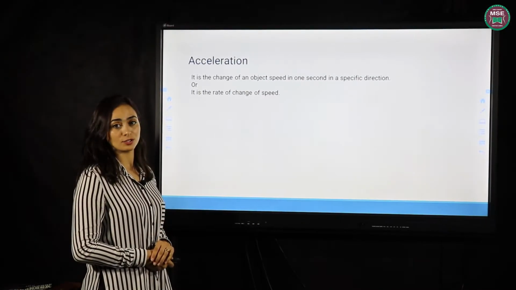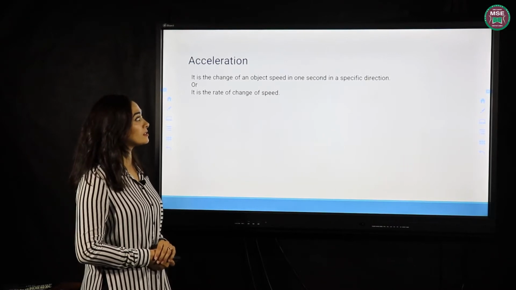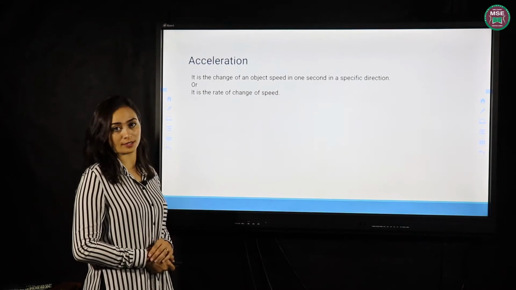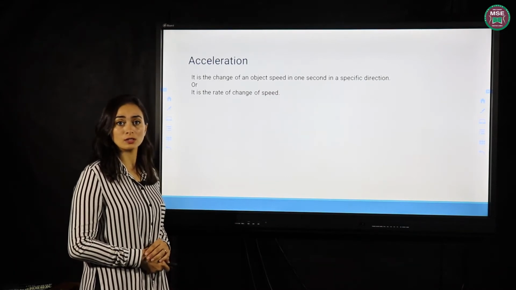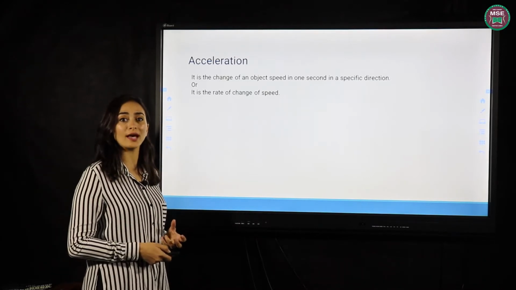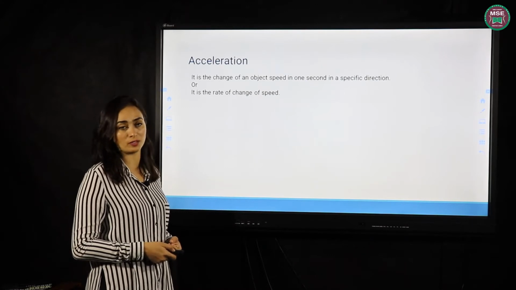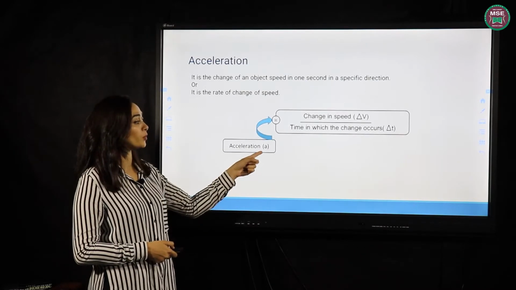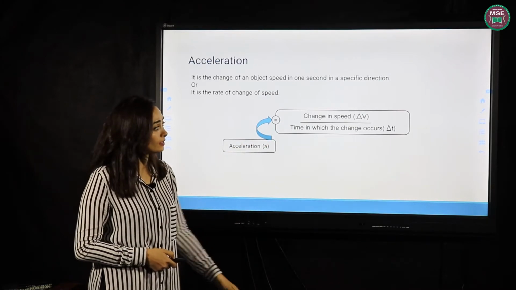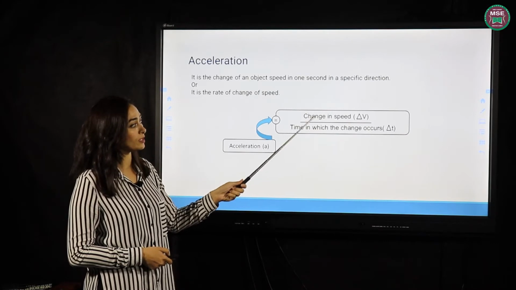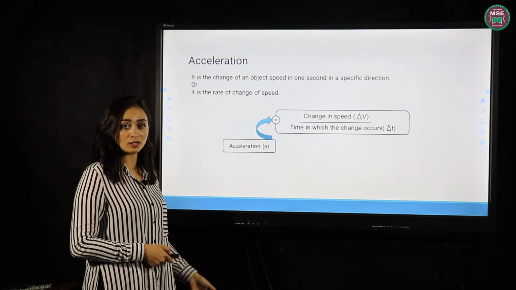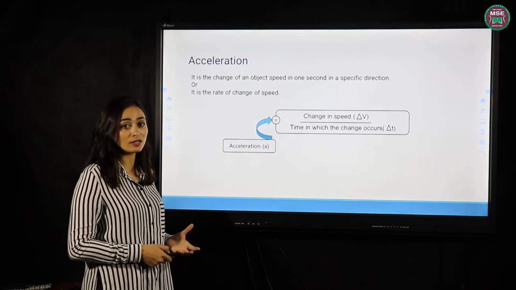Okay? Acceleration. Acceleration is the change of the object's speed in 1 second in a specific direction. When the speed changes, it means acceleration. When the speed changes, it means we have initial speed and final speed. Acceleration is symbolized by A. Change in speed, delta V. Delta means change. In time, delta T.